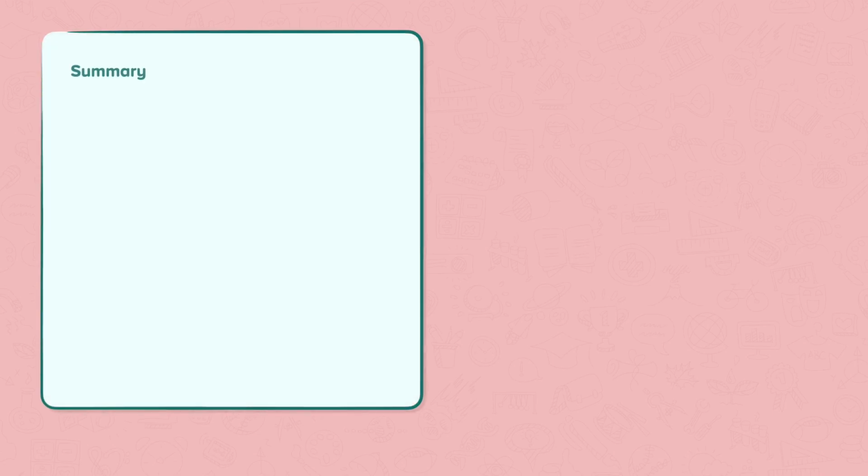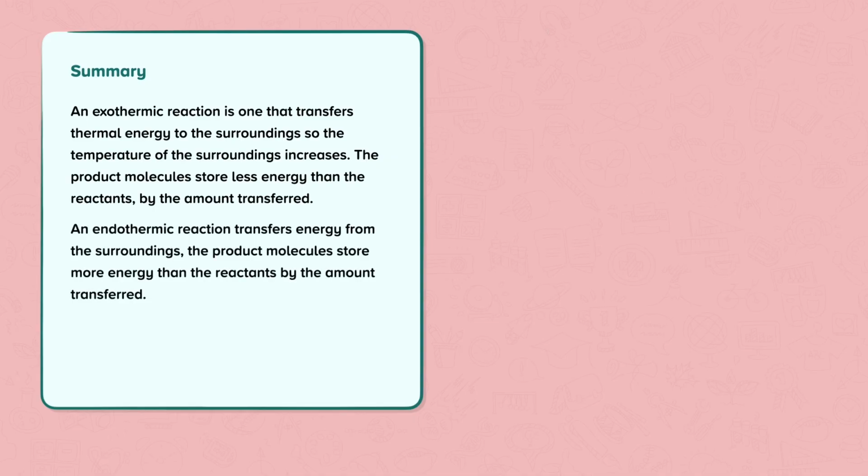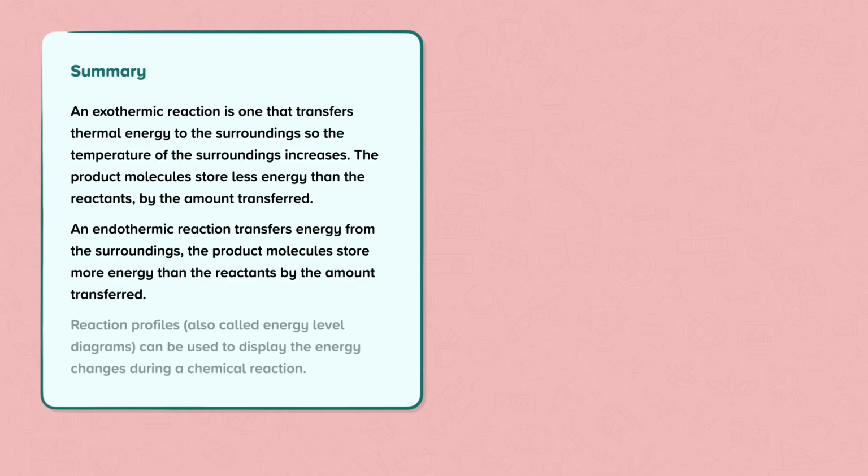To summarize, an exothermic reaction is one that transfers thermal energy to the surroundings, so the temperature of the surroundings increases. The product molecules store less energy than the reactants by the amount transferred. An endothermic reaction transfers energy from the surroundings. The product molecules store more energy than the reactants by the amount transferred. Reaction profiles, also called energy level diagrams, can be used to display the energy changes during a chemical reaction.